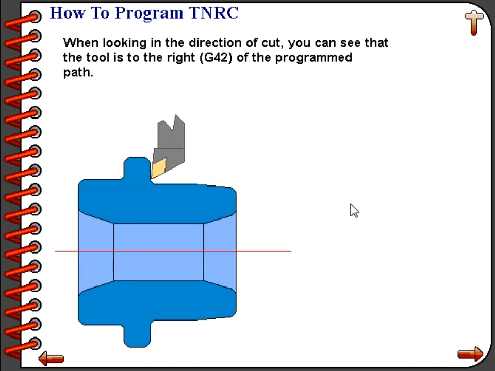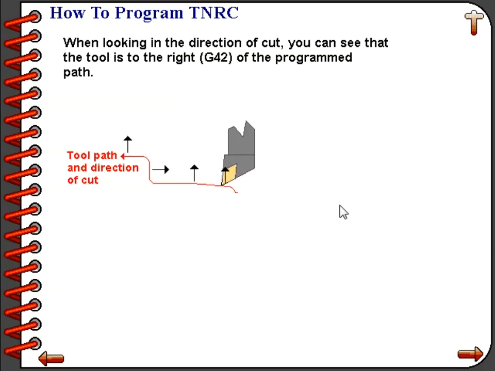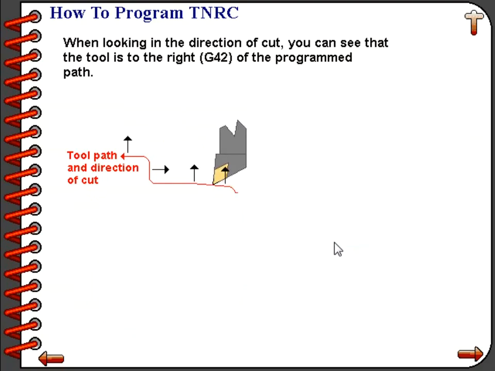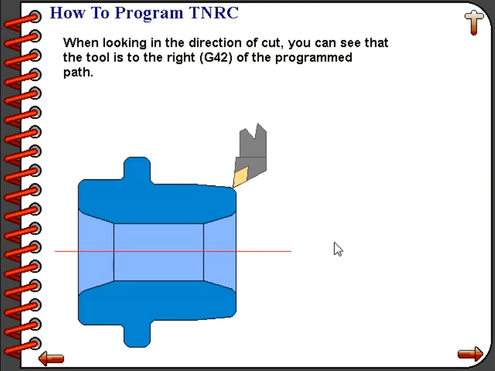The second time the animation runs, the part will disappear and just the programmed path will show up. Now look in the direction of that programmed path as indicated by the arrow at the end of it, and look to see which side the tool is on. If you are looking in the direction of the path, or in other words, the direction of cut, you will see that the tool is on the right-hand side of that path.